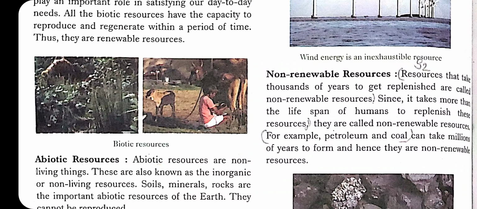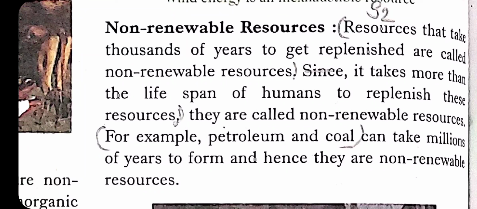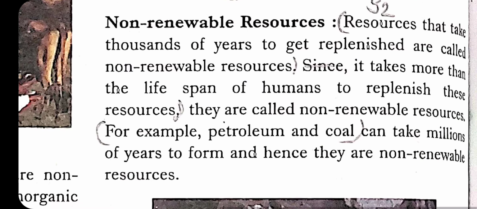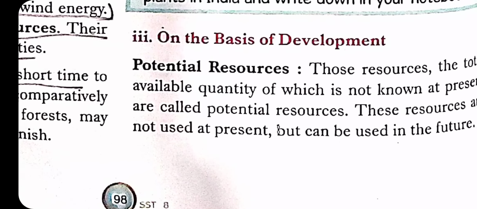So, non-renewable resources are the resources that take thousands of years to get replenished. Since it takes more than the lifespan of humans to replenish these resources, they are called non-renewable resources. For example, petroleum, coal, diamond, etc. are the non-renewable resources. Now let us discuss on the basis of development.